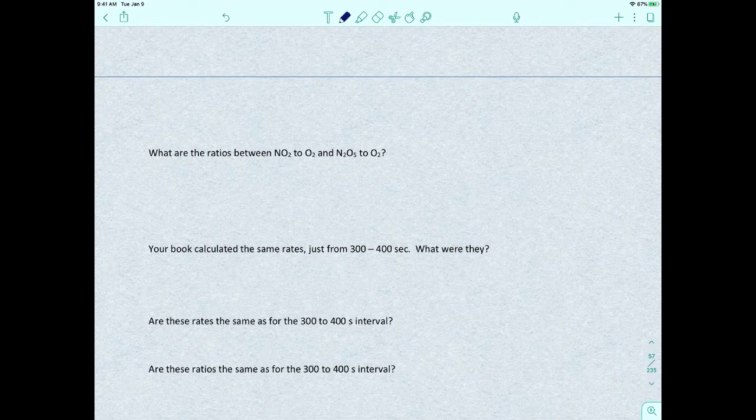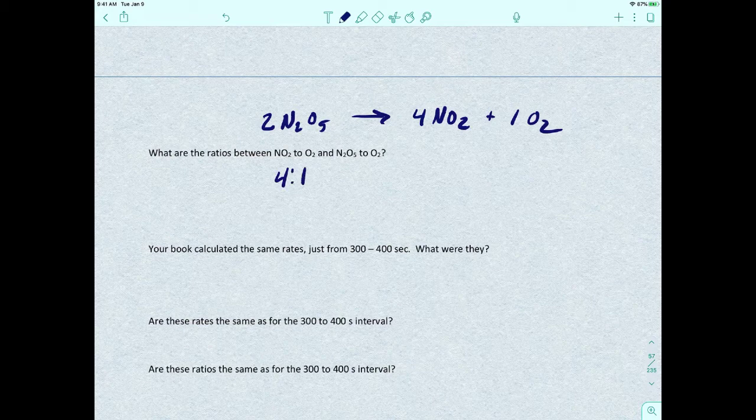What are the ratios between NO2 to O2 and N2O5 to O2? Well, we can get that from the chemical reaction. Remember, you had 2 moles of N2O5, and that gave you 4 moles of NO2 plus 1 mole of O2. So based on that, the ratio between NO2 to O2 should be a ratio of 4 to 1, and the ratio of N2O5 to O2 should be a ratio of 2 to 1.